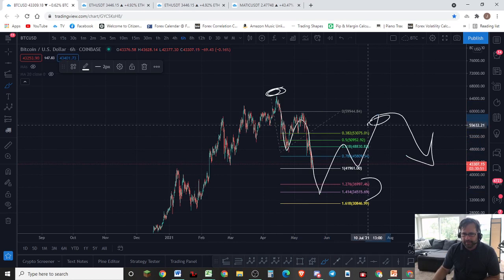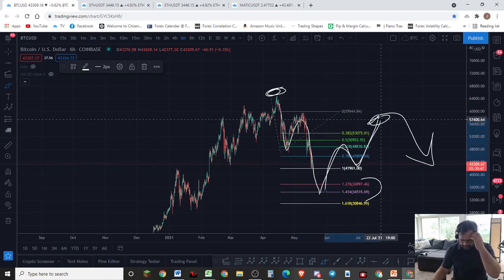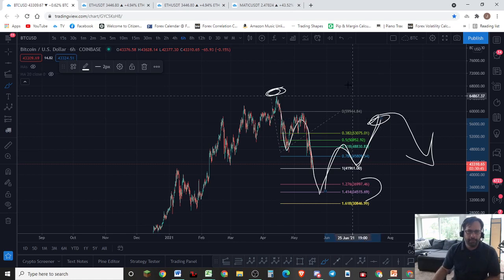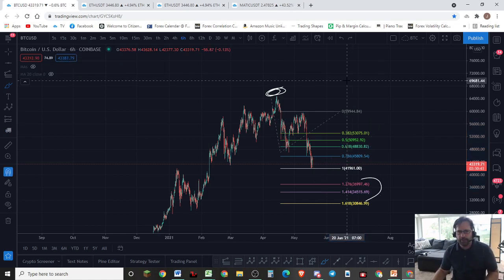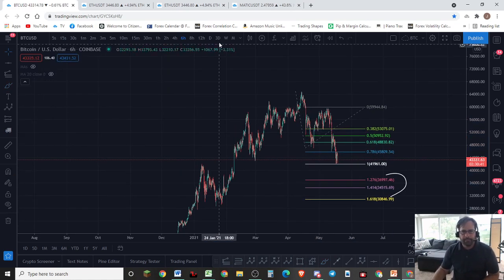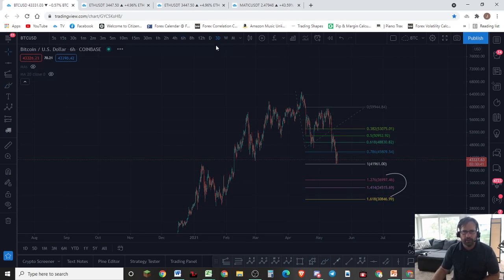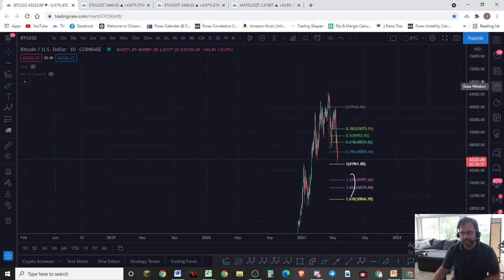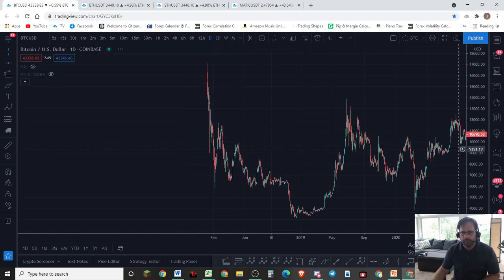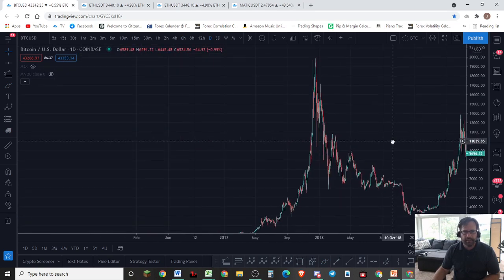And it's during this time, this three-wave move, that the alts may have a nice move. That's exactly what happened on the chart in 2017. Let's just take a peek at the 2017 chart here on the daily. How about the daily? There we go. Boom. We'll move right over here to 2017. And here's what happened.